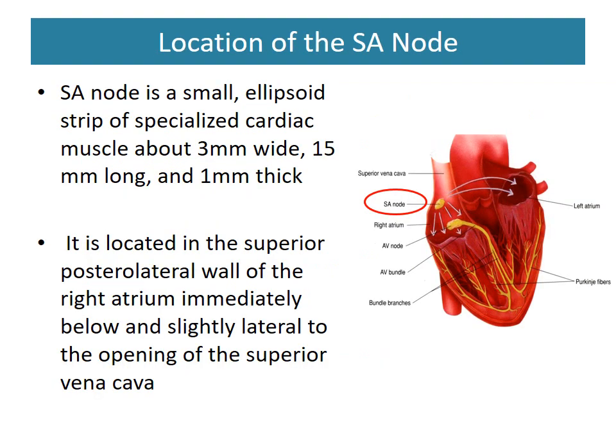SA node is a small ellipsoid strip of specialized cardiac muscle cells located in the superior posterolateral wall of the right atrium. You can see right atrium, posterolateral wall, just below and slightly lateral to the opening of superior vena cava. This is superior vena cava, the yellow colored SA node.